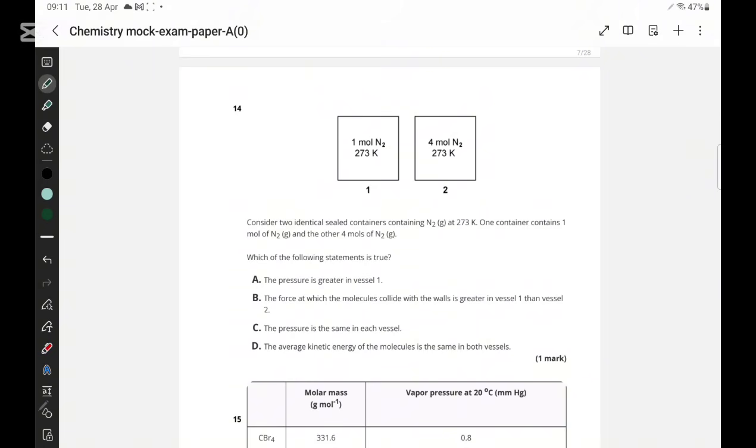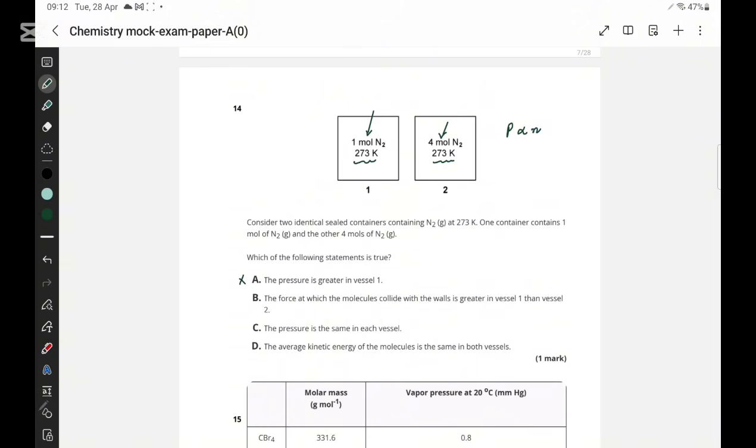So in question number 14, we have two containers. One has 1 mole of nitrogen at 273, the other has 4 moles of nitrogen at 273. So we have a greater number of moles in the second container. Which of the following statements is true? The pressure is greater in vessel 1. It is not possible because pressure is directly proportional to the number of moles. The number of moles in container 2 is high, so pressure should be greater in that one. So this option is wrong.